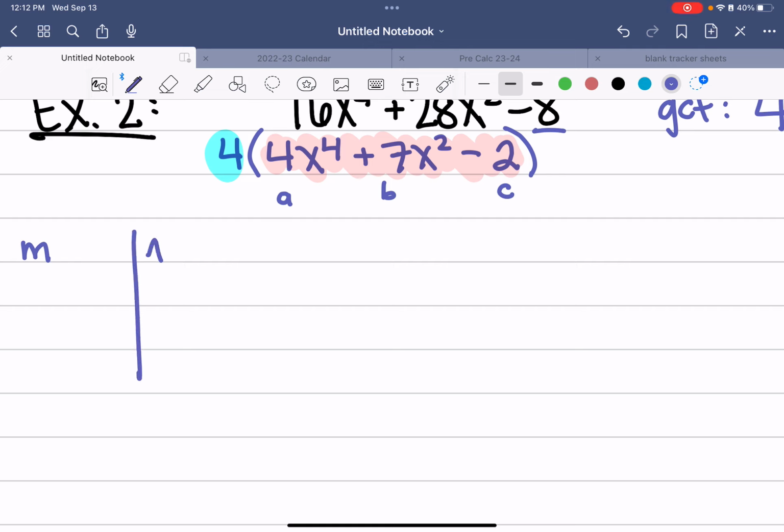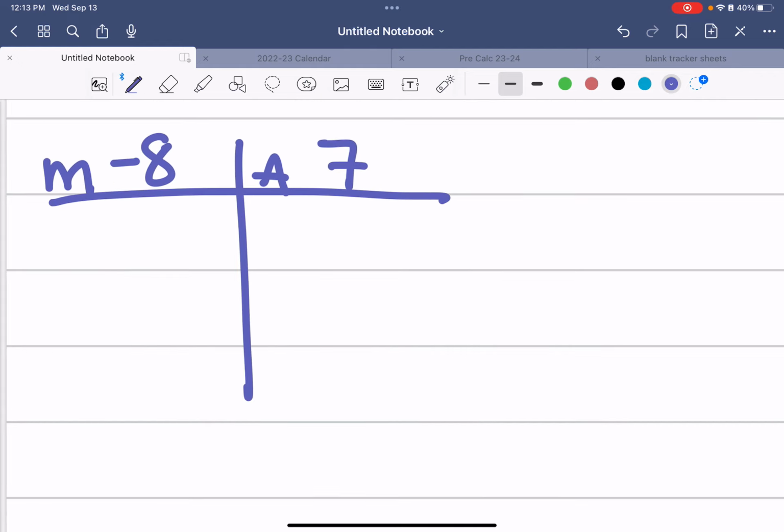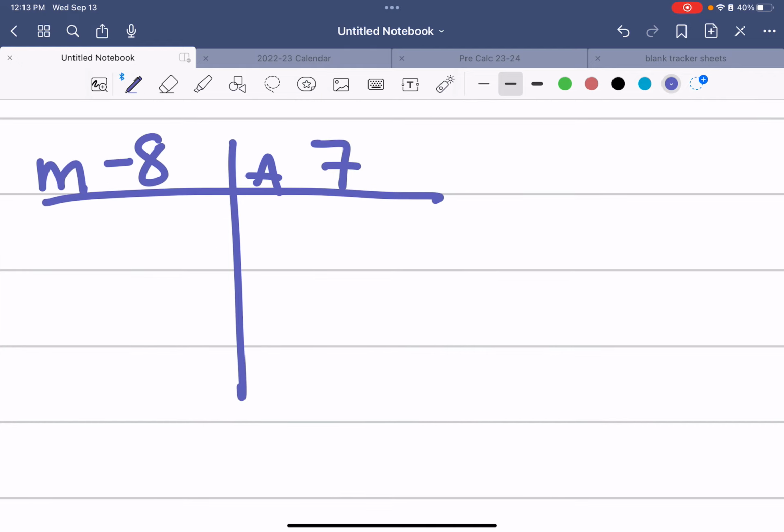So I'm going to multiply to a times c. Negative 2 times 4 is negative 8. And then I'm going to add to b, which is positive 7. So I'm going to look for all the pairs of numbers that could multiply to make a negative 8. I could have 1 times 8, or I could have 2 times 4. Those are my only options. If it needs to multiply to a negative 8, one of these numbers needs to be negative.